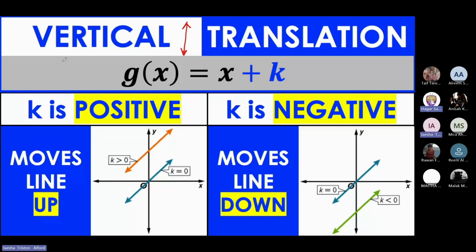Okay. So this one, the vertical translation. It just means to move up or down. You're going to slide up or you're going to slide down. The k is here. You have x plus k. If this number is positive, you're going to move where? Up. And if this number is negative, you're going to move where? Down. That's it.